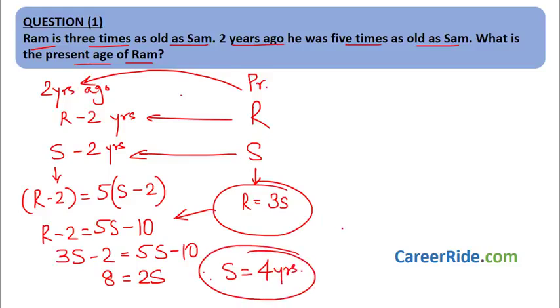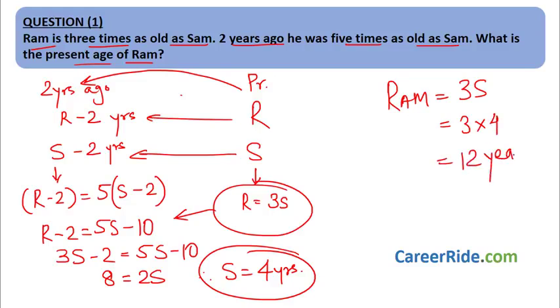And what do we want? The present age of Ram. The present age of Ram is nothing but 3S, that is 3 into 4 years, that is nothing but 12 years. So see how easily we got the answer. There is nothing to it. If we read the question carefully, we will be able to construct the equation, solve it and get the answer. Moving on to question number 2.